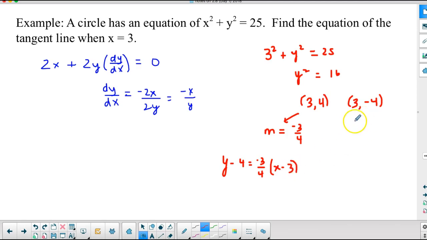And our other tangent line would have a slope of negative 3 over negative 4, which would simplify to a positive 3/4. So the equation of this other tangent line would be y minus a negative 4, which is the same as y plus 4, equals 3/4 times the quantity of x minus 3. Let's take a look at this one in Desmos as well.